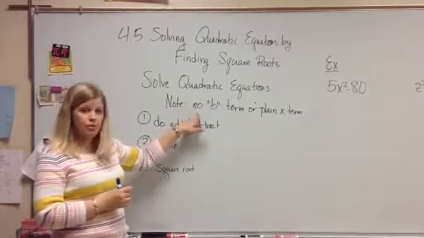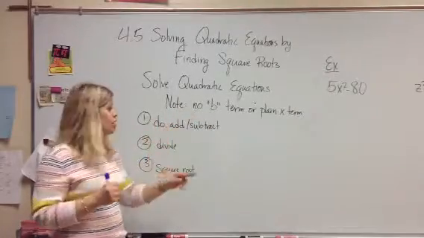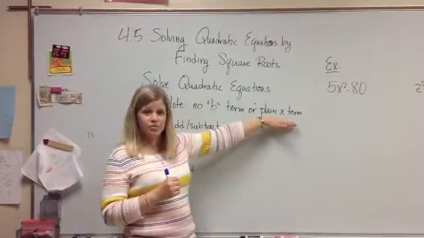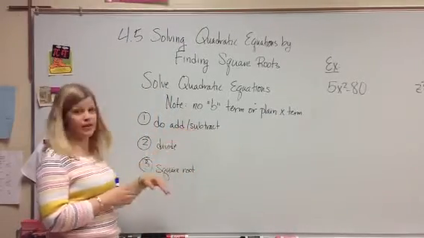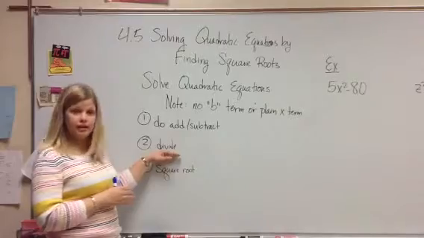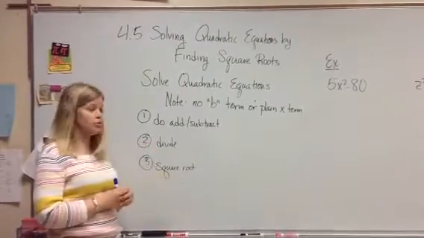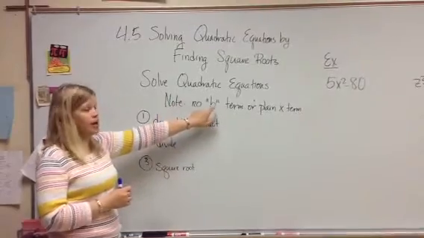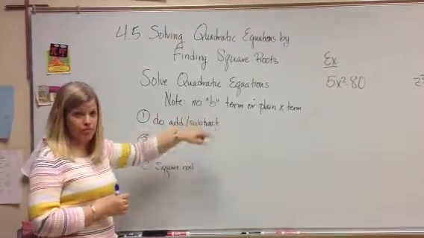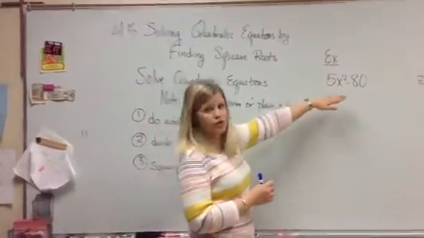Notice all the ones we work on today have no b term. In other words, no plain x term. So what you're going to do is do any adding or subtracting, if necessary. We're going to divide, if necessary, and then we take the square root. These steps can be on your study card. And remember, remind yourself that there's no b term. Okay? So let's come to this first one.